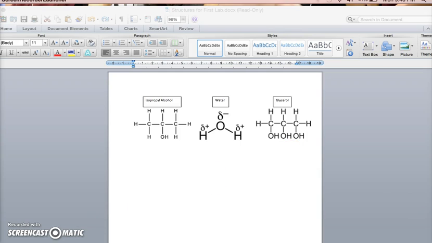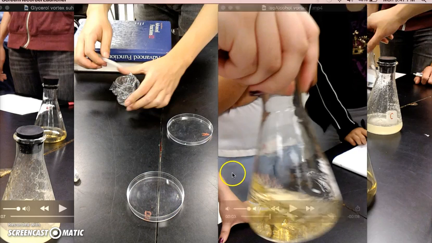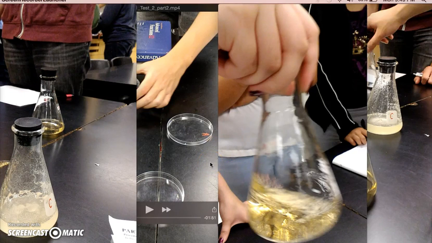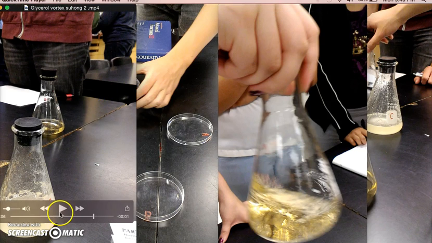Now, the three unknowns were A, B, and C, which our group was able to determine: A was the isopropyl alcohol, B was water, and C was glycerol. Of these liquids that we tested, we found that glycerol was displaying the greatest surface tension, and I'll show you why. When we were conducting the experiment, we were testing to see which substance would provide the largest vortex or the smaller vortex. This is substance C.